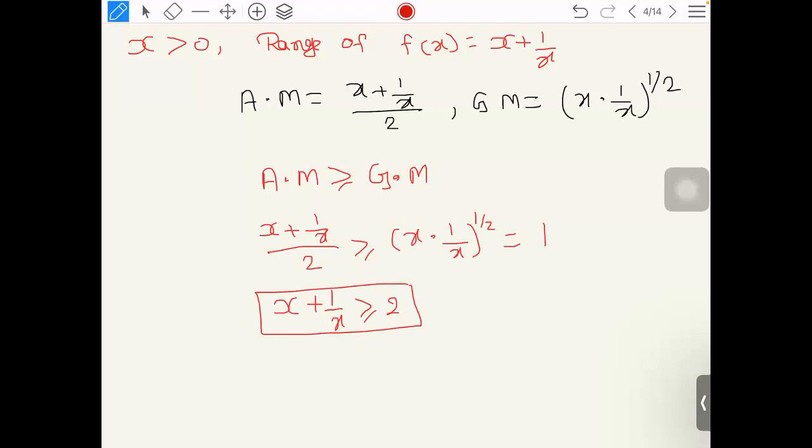x plus 1 by x is always more than or equal to 2. Now, if I ask you for what value of x equality holds? Equality holds means x plus 1 by x is equal to 2. So equality holds when both the terms are equal, meaning x equal to 1 by x, or x equal to 1. So when x equal to 1, at that point only x plus 1 by x is equal to 2.